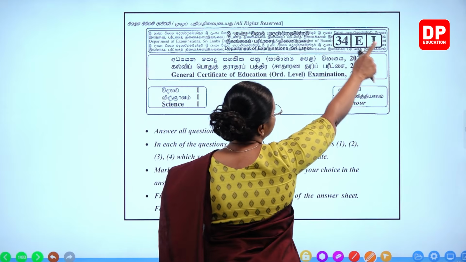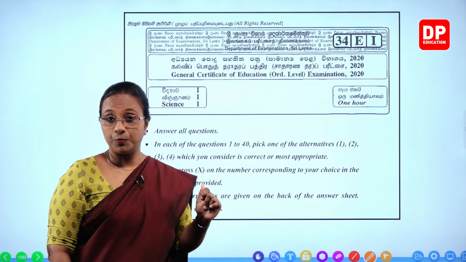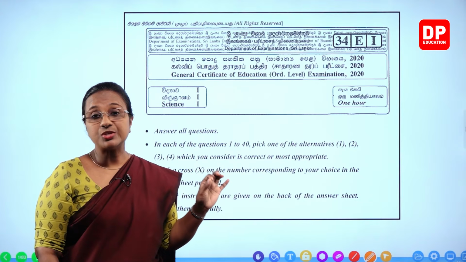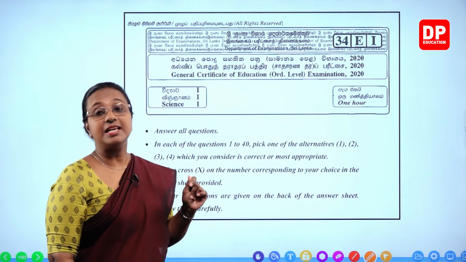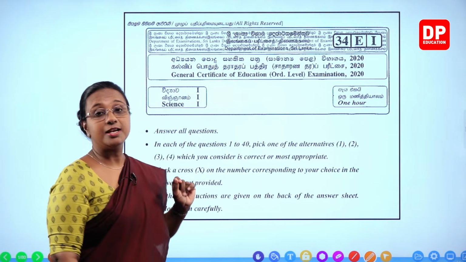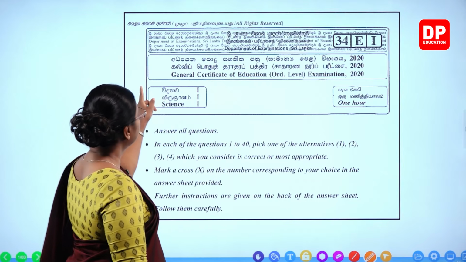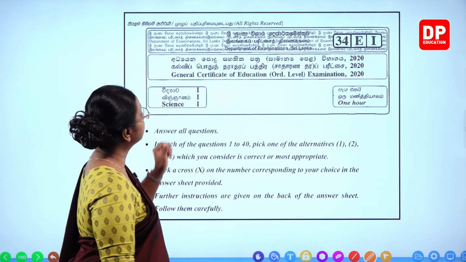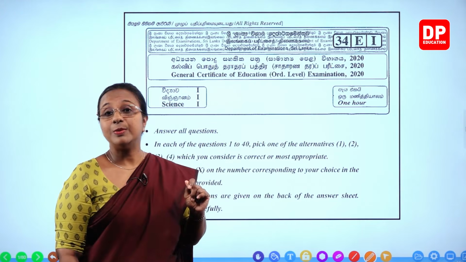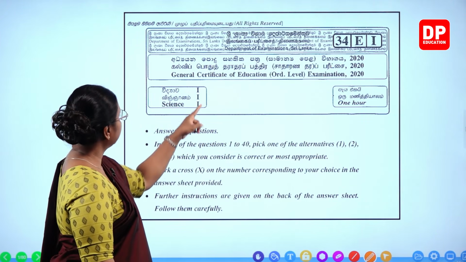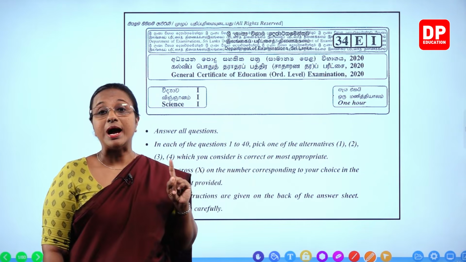Then you should be familiar with this particular box that gives the number 34. That is the number relevant to science. Science subject is number 34 and E says it's the English medium and 1 for paper 1. So that is the top part. Then here the name is given, General Certificate of Education, Ordinary Level Examination, year 2020. Again here they say Science 1 and also the duration, 1 hour.